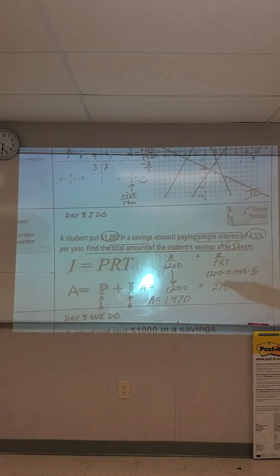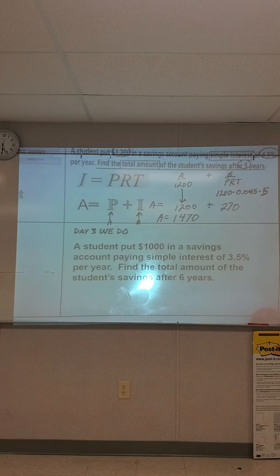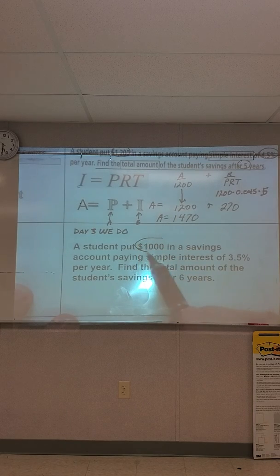Now my recommendation is set your problem up like this. It's a lot easier to keep track of what's going on. Alright, let's take a look at the we do. So a student puts $1,000 in a savings account paying simple interest of 3.5% per year. Find the total amount of student savings after 6 years. So let's circle our important numbers. There's $1,000 in principal.